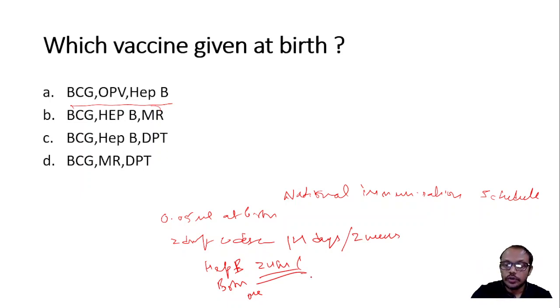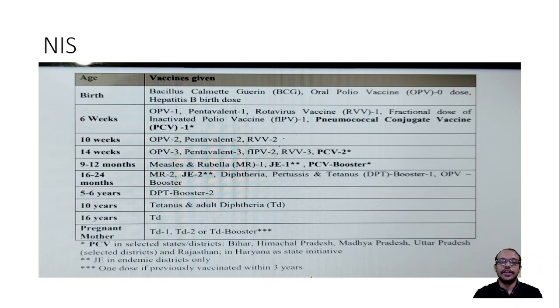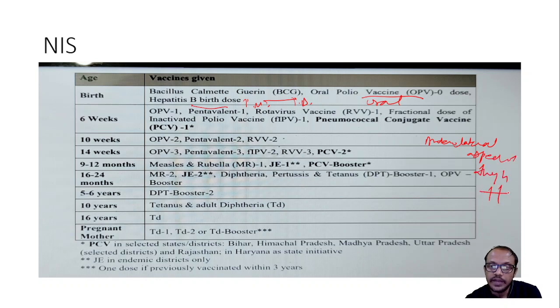As you see, this is the latest immunization schedule. At birth, BCG is given, OPV is given as 0 dose, and hepatitis B birth dose. BCG is given intradermally, OPV orally and hepatitis B intramuscularly. The intramuscular dose is most often given at the anterolateral aspect of the thigh, the mid thigh.